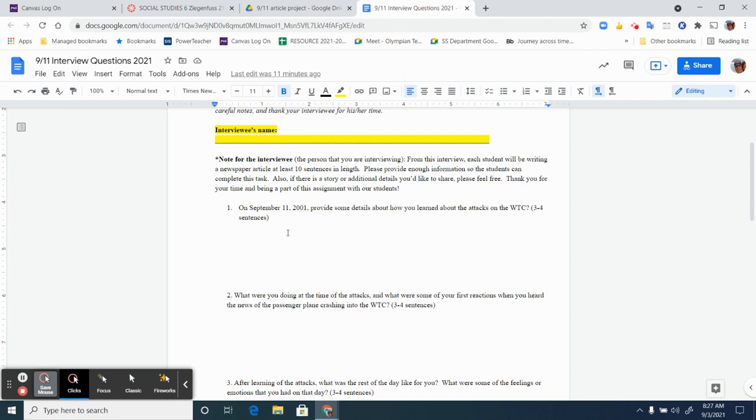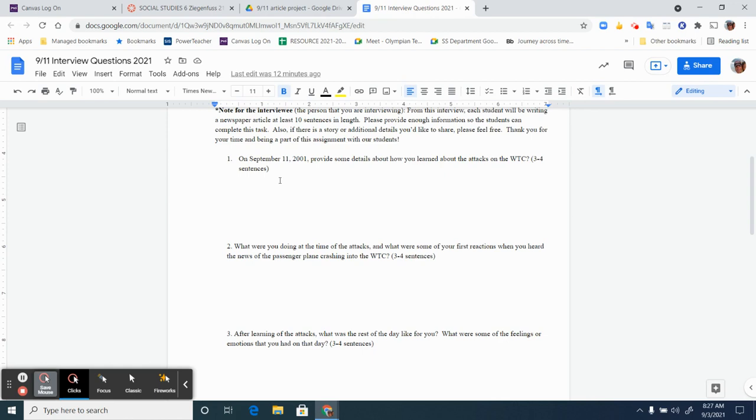You may have to remind your person to elaborate with some details. Number one: on September 11th, provide some details about how you learned about the attacks on the World Trade Center. Throughout the document, or even some of our readings or videos, you're going to see WTC very often given as the acronym for World Trade Center. That's what that stands for.